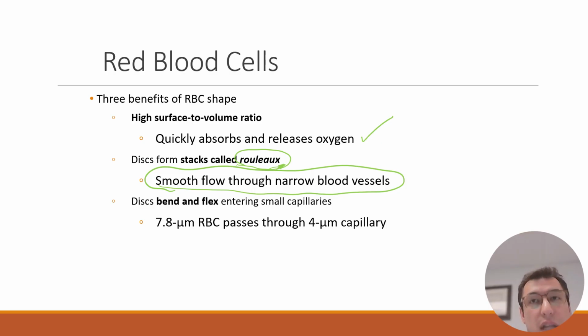It is important for the movement of blood to be smooth because if it is not, it may cause blood clotting. This is alluding to the fact that they are going through places that are sometimes smaller. So this is the size, and sometimes the capillary is at 4 micrometers, so the cell has to fold onto itself.